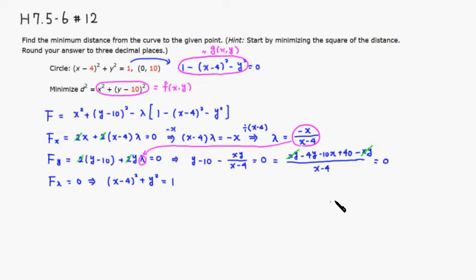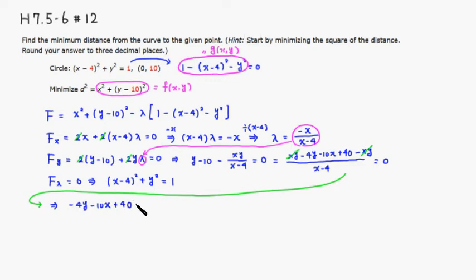Then you see that in order to make this equal to 0, we need to make the numerator equal to 0. I'm running out of space, so I'm going to go down here. So the numerator is negative 4y minus 10x plus 40. We want this to be 0. Then I'm going to try to solve for y here.